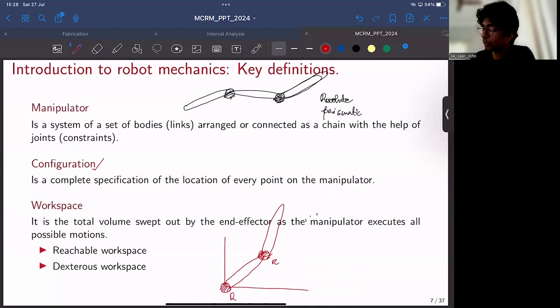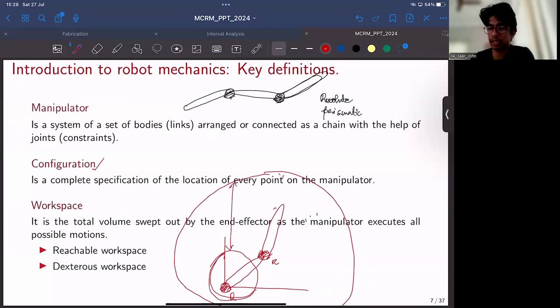So the total volume swept by the end effector would be, if you consider both of these arms fully stretched, it will describe a circle centered at this origin. And if you consider both of these arms to be contracted on themselves, again it would describe another circle centered at the origin. So the workspace would be the area between these two circles.